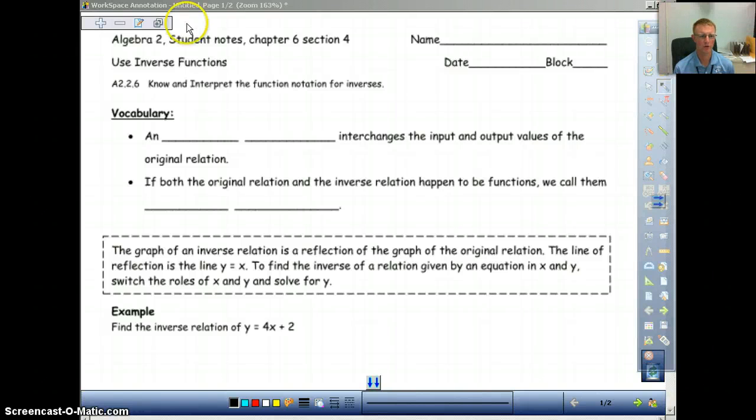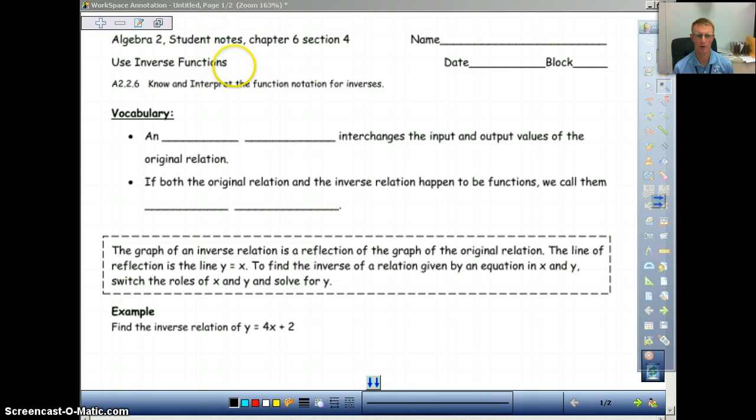So we're going to do section 4 today. This is chapter 6, section 4. We're using inverse functions. This may be a repeat topic, but probably not something you spent a whole lot of time on in Algebra 1. So we're going to go through this. It's really not that difficult of a section.